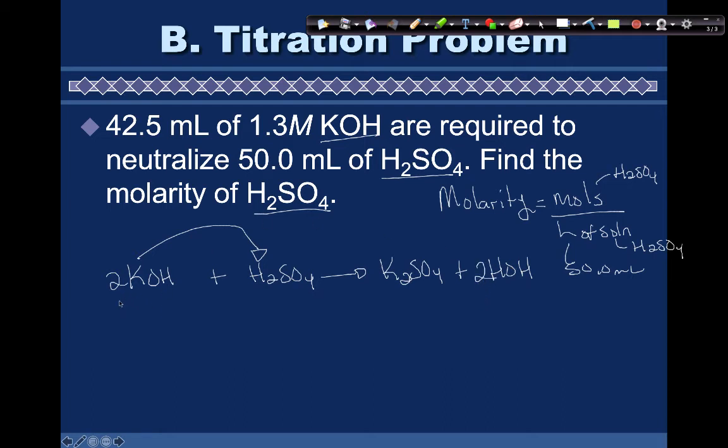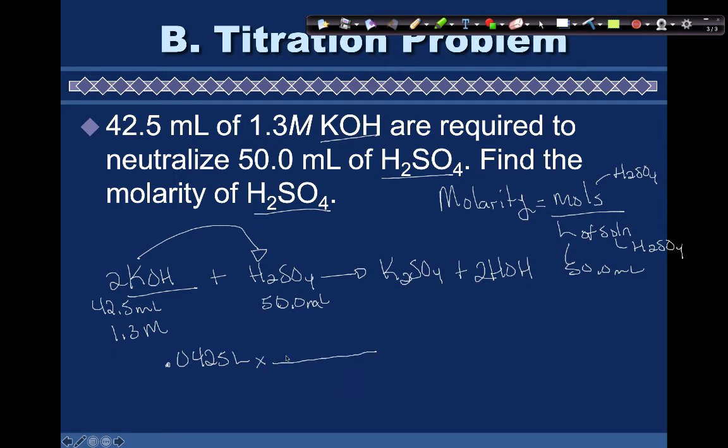So I know that I have 42.5 milliliters of this, and I know the molarity of this. I also know the volume of this. Now, titration problems, you're going to start where you've got the most information. I've got the most information here. So I have 2 numbers here. I have the volume and I have molarity. Molarity is a conversion factor. You do not start with a molarity. So my volume is 42.5 milliliters, or 0.0425 liters.